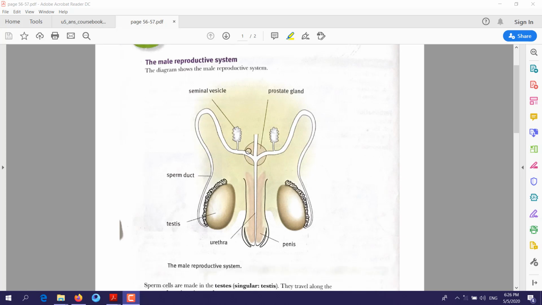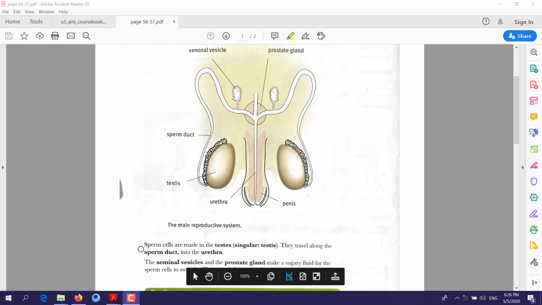This diagram shows all the parts that belong to the male reproductive system. Firstly, the main function of the male reproductive system is to produce sperm, and also to deliver this sperm to the female reproductive system. The main function is, as we said, to produce sperm, but in which part will it be produced?